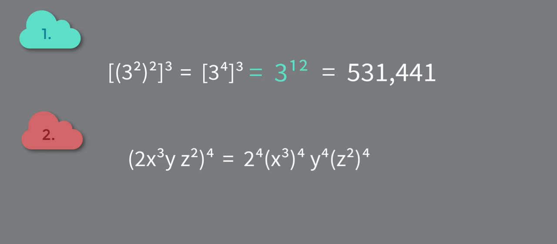4th. Then it's just a matter of, first we'll simplify the numerical value, 2 to the 4th, 2 times 2 is 4, times 2 is 8, times 2 is 16, 2 multiplied 4 times is 16. X cubed to the 4th, that's the same thing as x to the 3 times 4, which is x to the 12th. That's still being multiplied by y to the 4th. And then z squared to the 4th is z to the 2 times 4, which is z to the 8th.